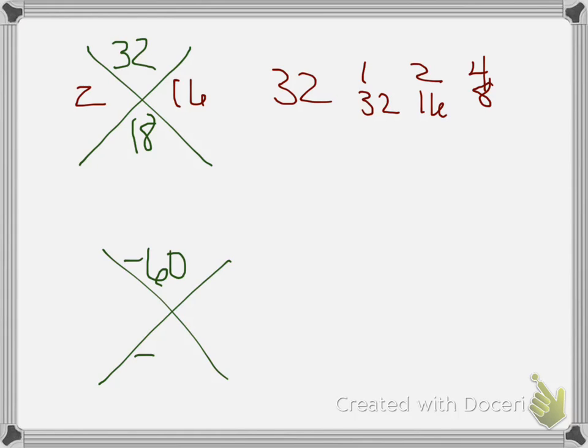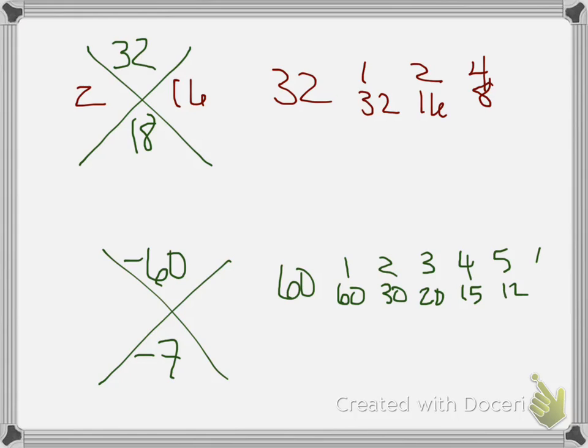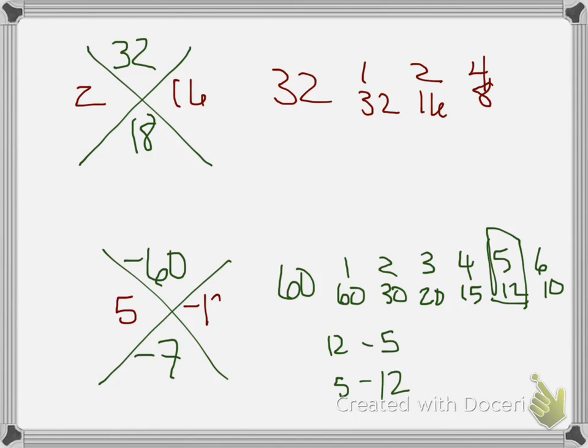What about 60 and negative 7? Well, you go through all those numbers right there, and finally you could say, oh look, it's obviously 12 and 5. Should it be 12 minus 5 or 5 minus 12? Well, 5 minus 12 gives me a negative 7. So using this can kind of help you with the parentheses there and solving quadratic functions.